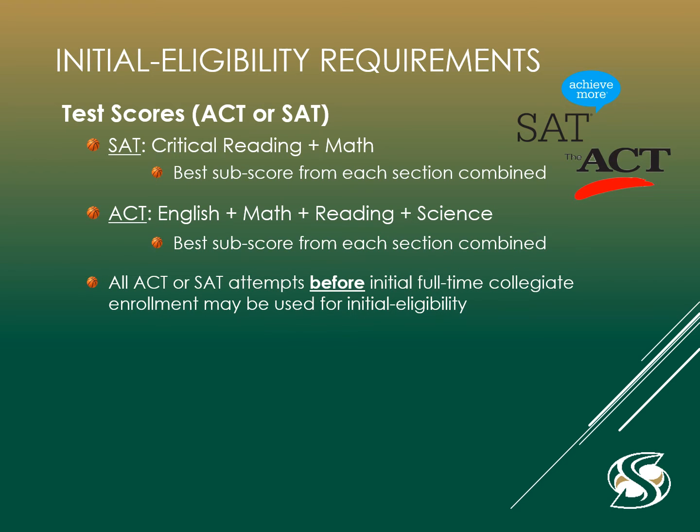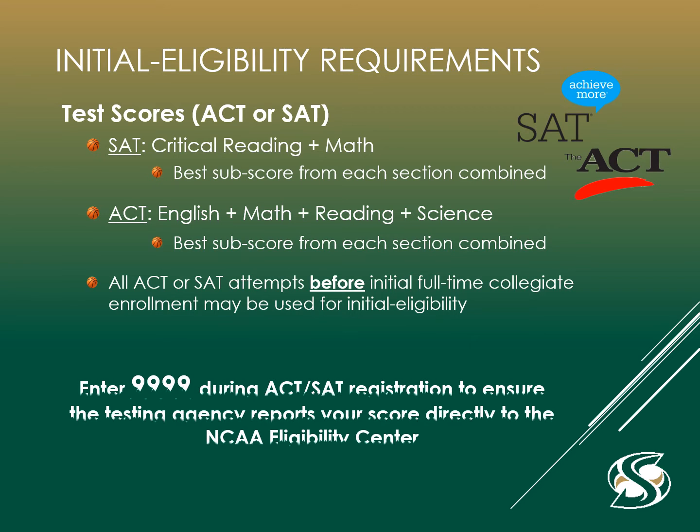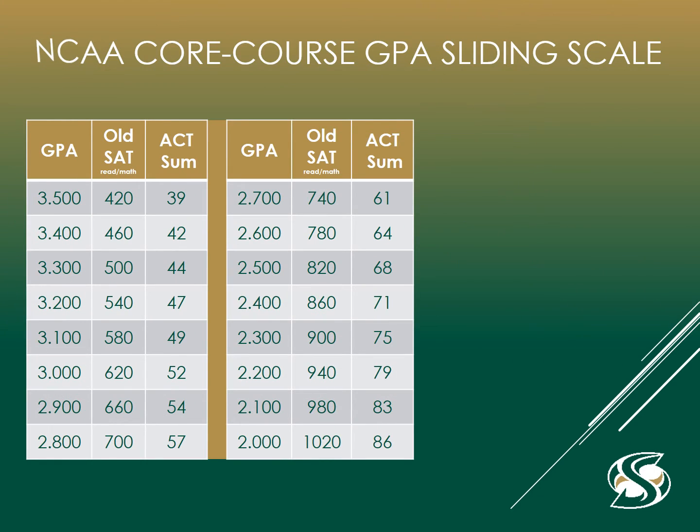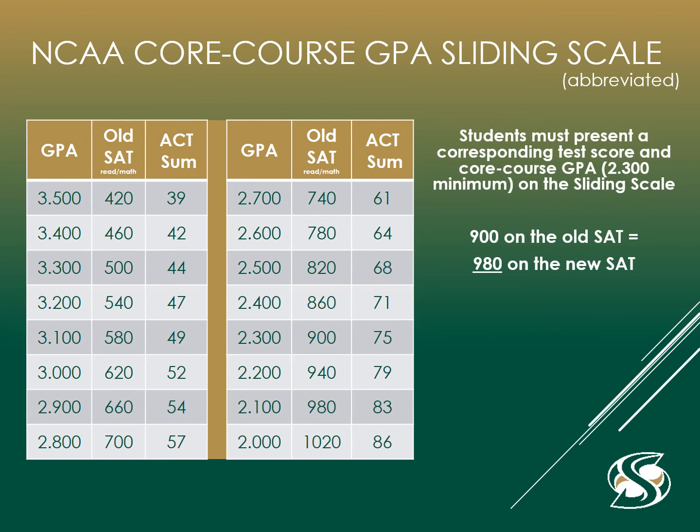All ACT and SAT attempts before initial full-time enrollment may be used for initial eligibility. Test scores can be sent to the NCAA Eligibility Center using the code 9999. Your core course GPA must correspond with the test score on the NCAA sliding scale. In order to be completely eligible upon entering your first year of college, 2.300 is the minimum qualifying core course GPA.